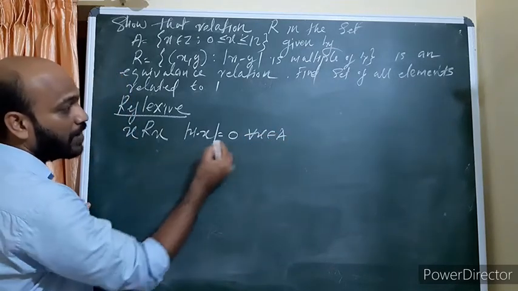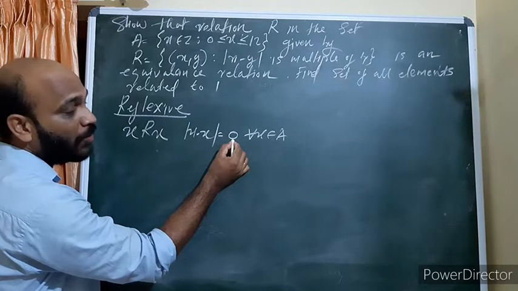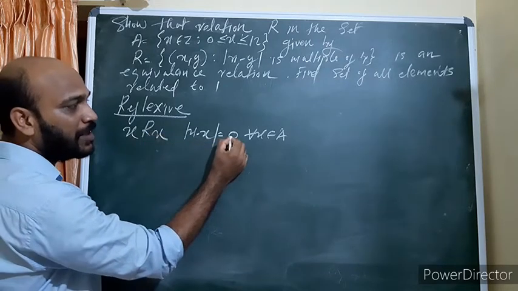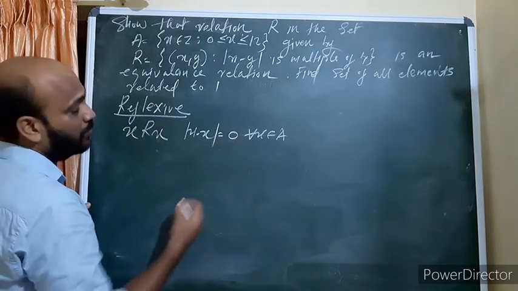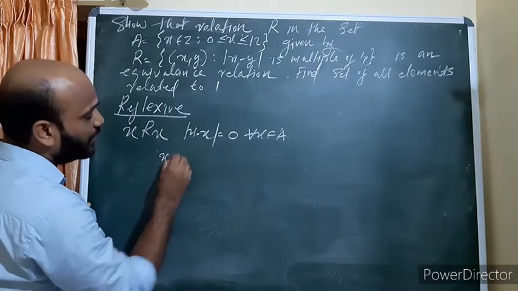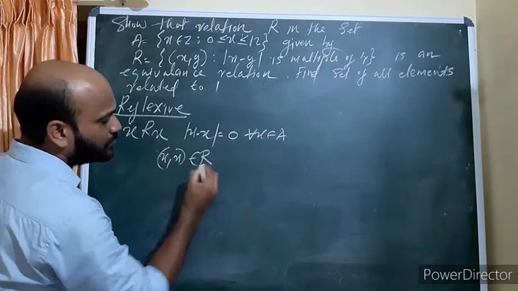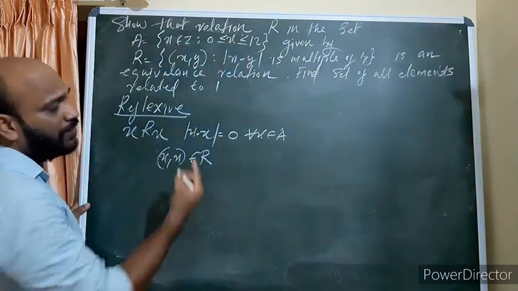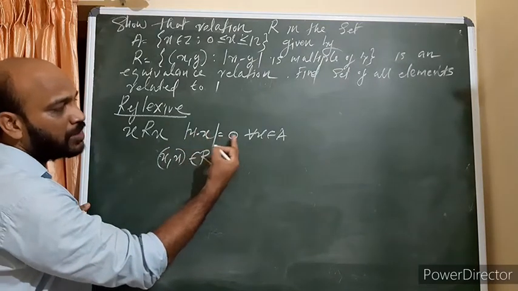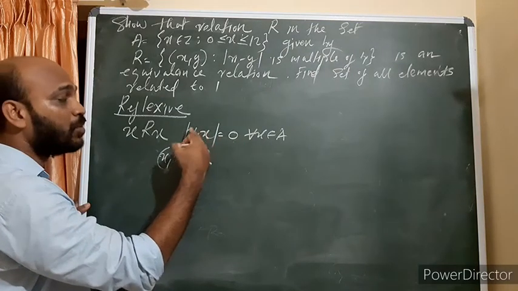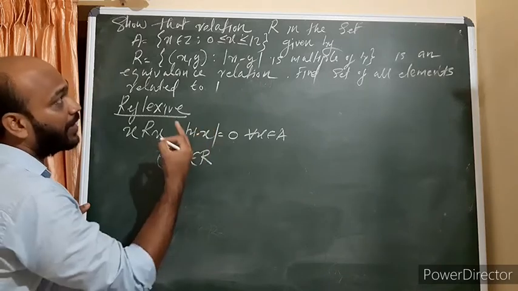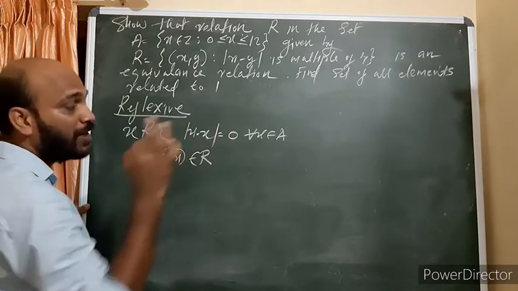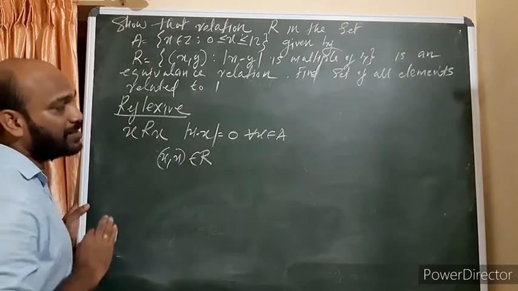And what about 0? 0 is a multiple of 4. x is related to x because x minus x equal to 0 and 0 is a multiple of 4. That means (x, x) belongs to R. Relation is reflexive. You can take x as any number from the set A. If you take x equal to 2, 2 minus 2 equal to 0, 0 is a multiple of 4. That means 2 is related to 2. If you take x equal to 3, modulus of 3 minus 3 equal to 0 and 0 is a multiple of 4. So clearly relation is reflexive.